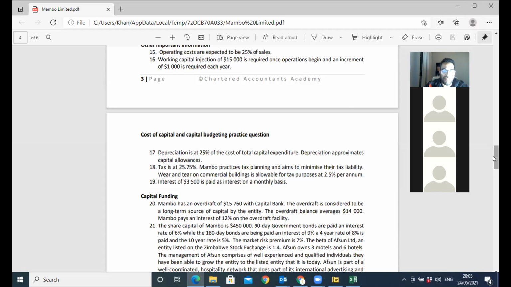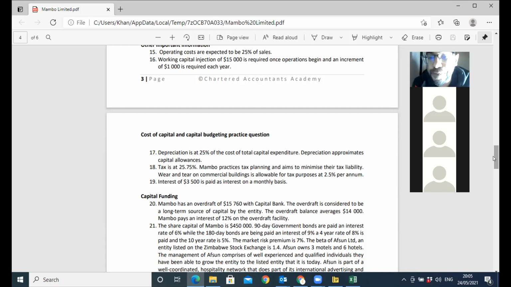They say tax at 25.75. Member practices tax planning and aims to minimize the tax liability. Wear and tear on commercial buildings is allowable for tax purposes at 2.5% per annum. So I'm not sure why they mentioned that tax planning thing. I don't know Zimbabwe tax, so I don't know what it is that they are maximizing.